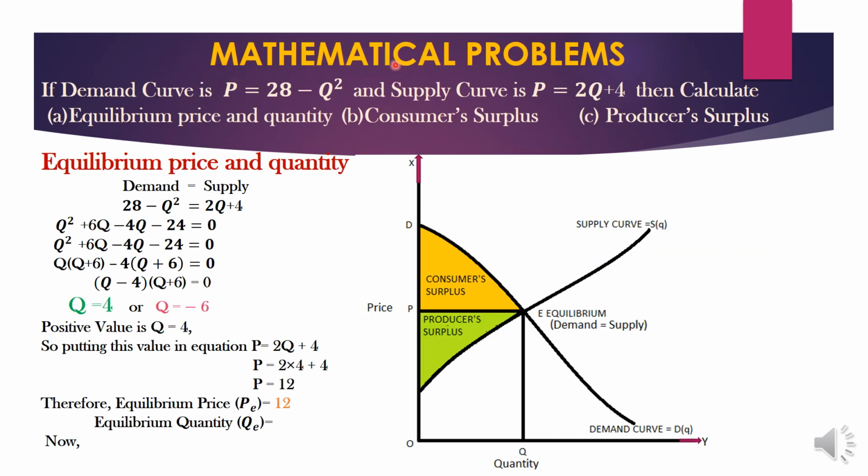Now let us solve a mathematical problem to understand how to calculate consumer surplus and producer surplus if the demand and supply functions are given. First of all, we need to understand that in order to calculate consumer surplus and producer surplus, the demand function and supply function should always be in the form of P, which means that P should be on one side and the rest of the equation should be on the other side. If it is not the case, then we need to change our equation into this form.